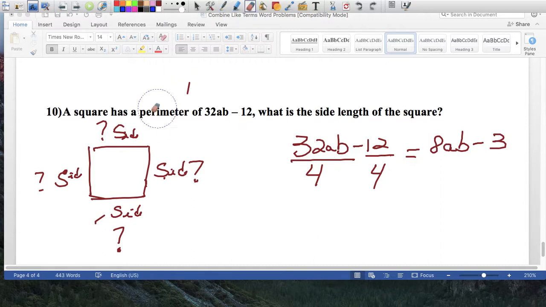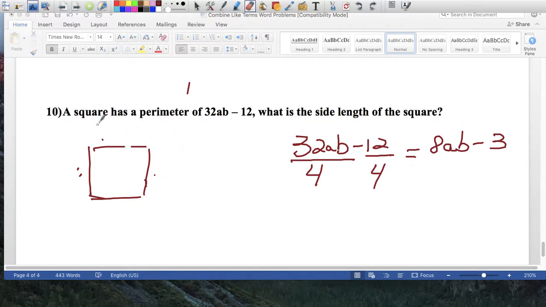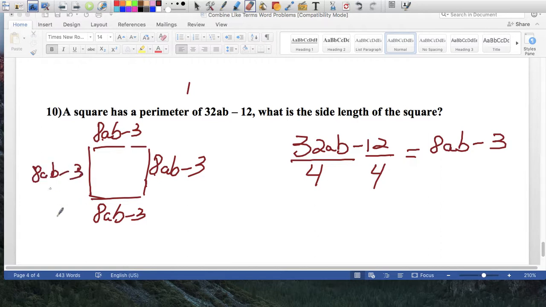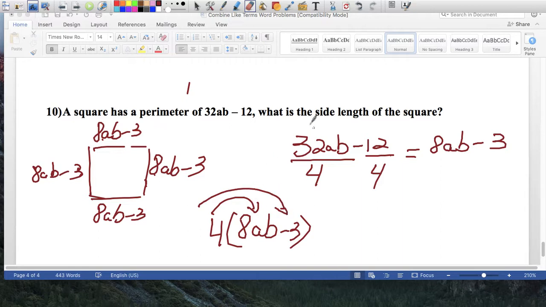Now, let me erase this for a second. Like I said, you can always check, which means this is 8ab minus 3. This is 8ab minus 3, 8ab minus 3, and 8ab minus 3. So if you had time on the test, you could check. If I asked you to find the perimeter of this square, you would do 4 times one of the sides. Will you get 32ab minus 12? Look at this, and look at that. Does it match this? And if so, you're on the right path. Okay, that should be it.